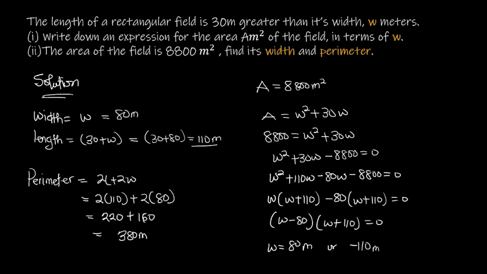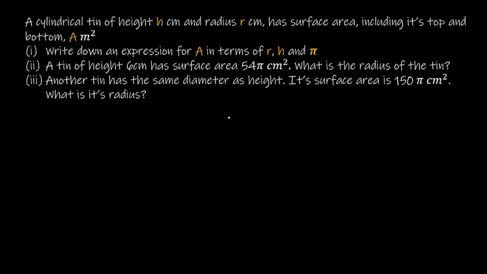All right, let's have a look at another example to further appreciate what we're doing. So we have a cylindrical tin of height h centimeters and radius r centimeters, which has a surface area, including its top and bottom, of A centimeters squared. I. We have to write down an expression for A in terms of r, h, and pi. II. A tin of height 6 centimeters has the surface area of 54 pi centimeters squared. What is the radius of the tin? And then III. Another tin has the same diameter as the height. Its surface area is 150 pi centimeters squared.